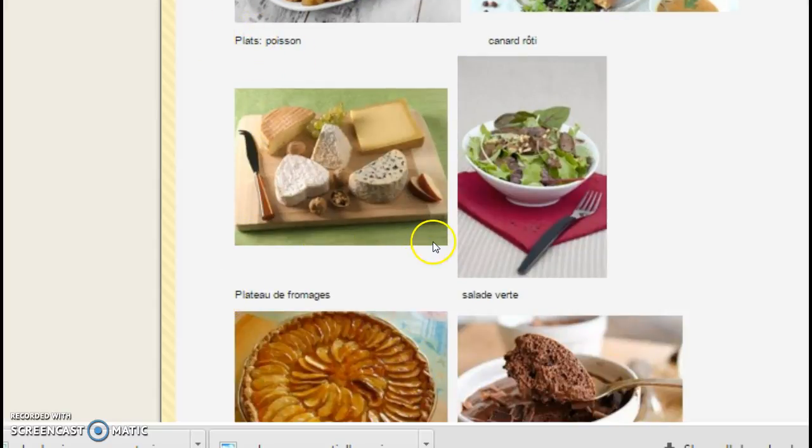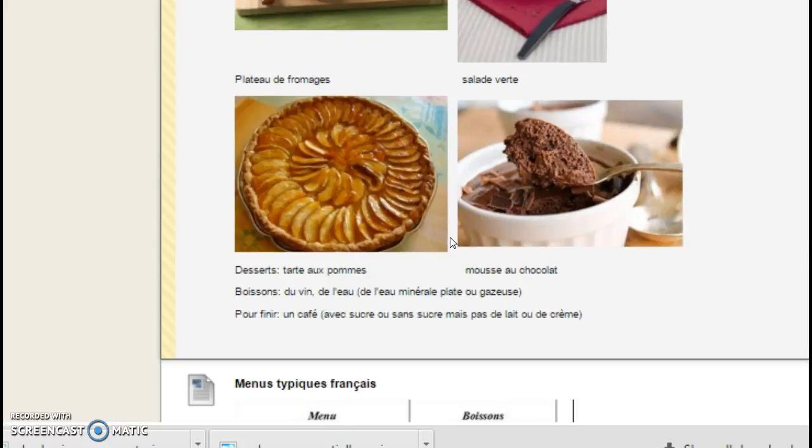And then you remember after your plat, you get cheese. So that's un plateau de fromage, a plate of cheese, and a green salad, salade verte, all right, to compensate. The two tastes go very well together. And then the sweets. Alors, dessert, there's two S, dessert. Tarte aux pommes, for example, or mousse au chocolat. That's very famous too.